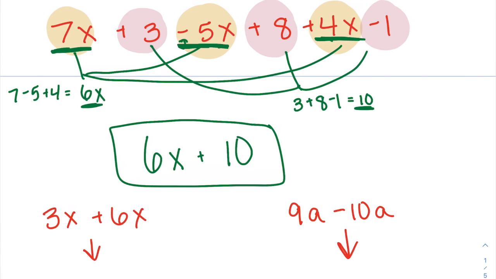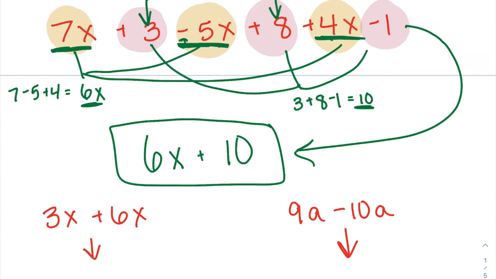simplified. 7x plus 3 minus 5x plus 8 plus 4x minus 1 can be most simply written as 6x plus 10. I combined my variable terms, so the terms that had the same variable attached to it, which in this case was the x, and my constant terms, which were the terms in my sentence that didn't have a variable. In that case, it was just those numbers that we saw.